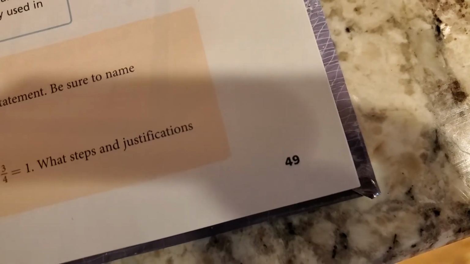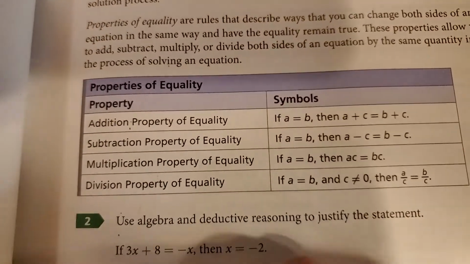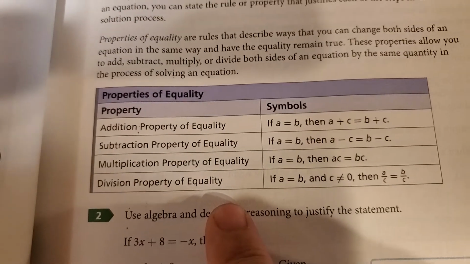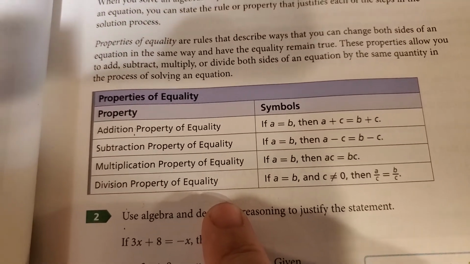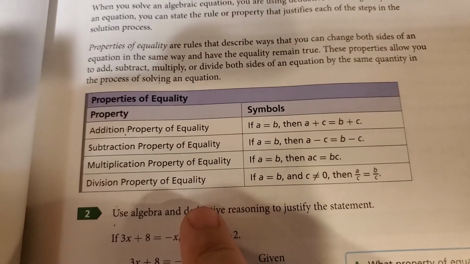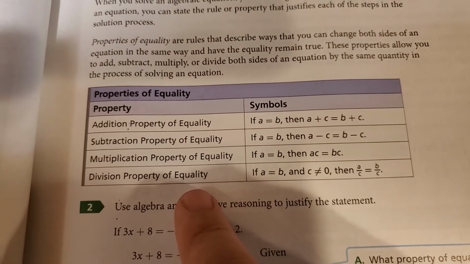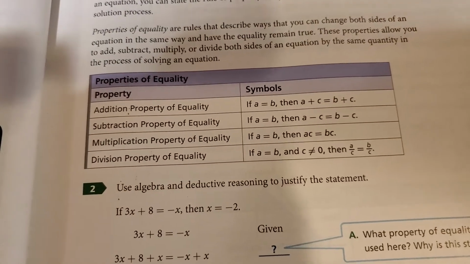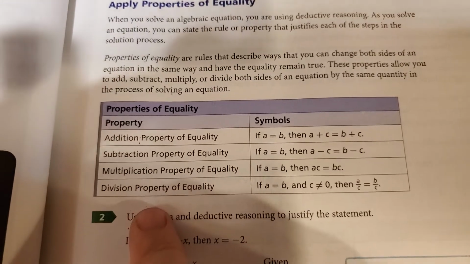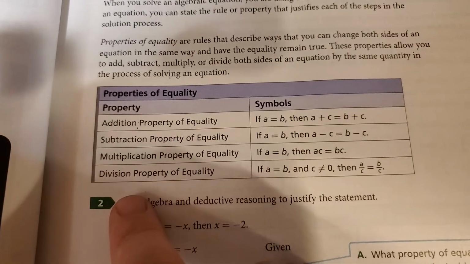Okay, now I'm here on page 49, and there is in your book some properties of equality listed here, but I don't like how short this list is. In algebra, we use all kinds of properties of equality in order to do our algebra work. And these are only 4 of a much larger list. And these are just the basic ones that you usually run into when you're doing algebra. Because let's face it, at different times you have to add, subtract, multiply, and divide.